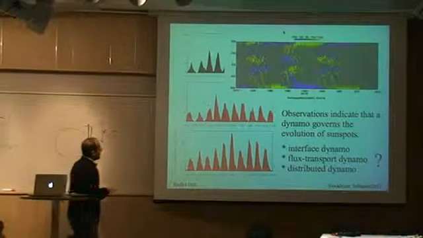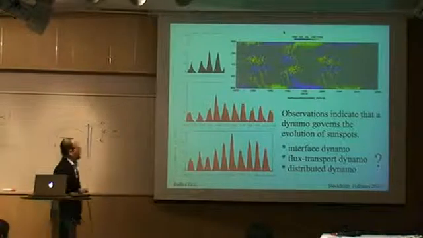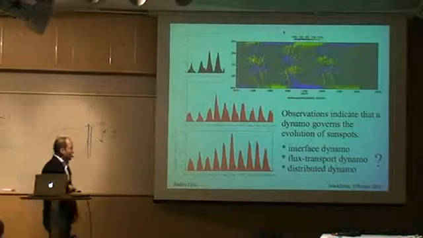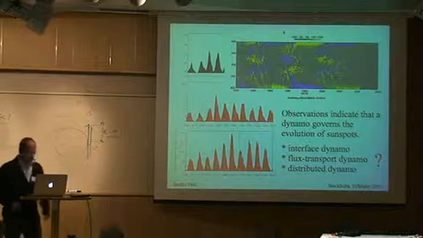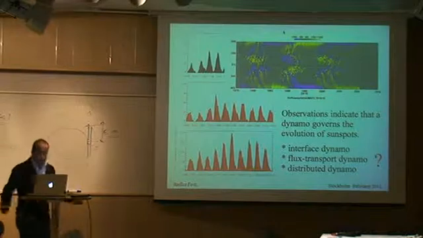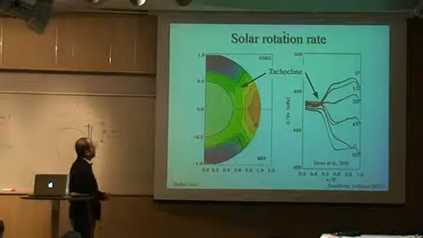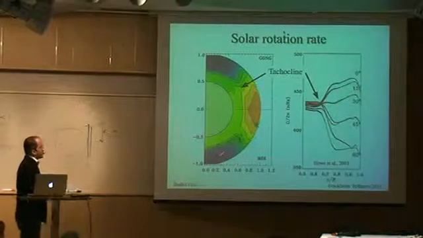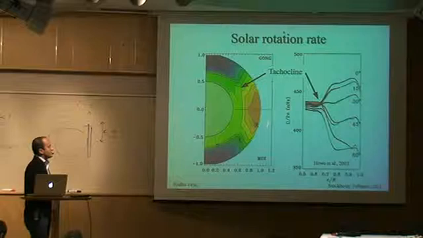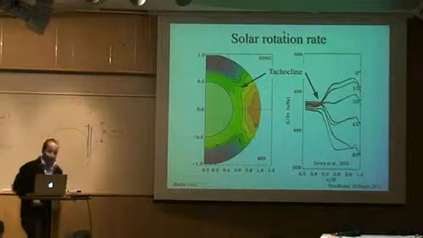And so we believe that there is a dynamo governing the evolution of sunspots, but we still don't know. We are not sure what kind of dynamo is operating there. It could be an interface dynamo, flux transport dynamo, distributed dynamo, or maybe, who knows, an alpha squared dynamo. This is all in the framework of alpha omega dynamos, but it could also be an alpha squared dynamo. And where is the dynamo operating? It could be in the middle of the convection zone, where there is a pretty strong latitudinal shear, or at the tachocline, or even at the near surface shear layer, where there is a negative shear in the rotation.